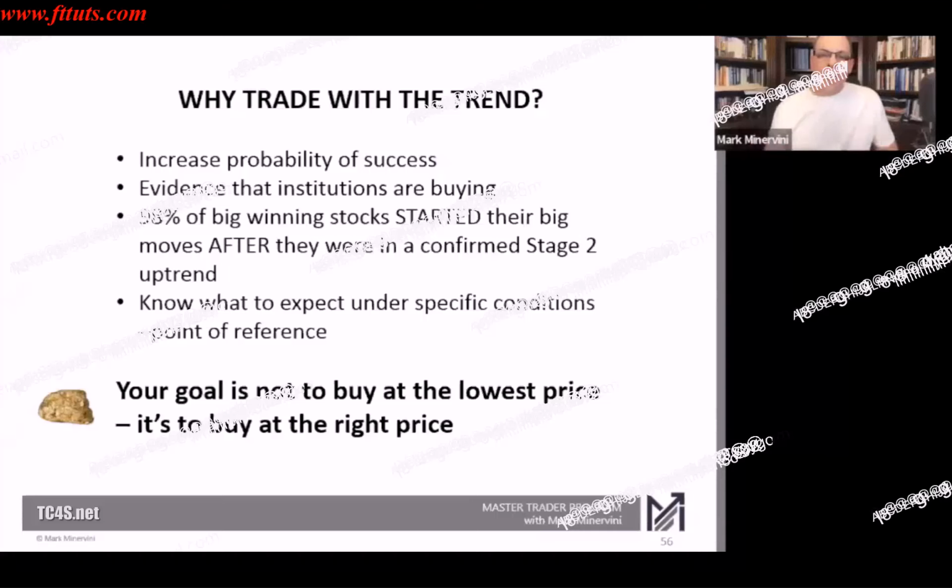Why do we want to trade with the trend? The saying is, the trend is your friend, right? And what we're talking about is a stage 2 uptrend, which the next slide gives you that criteria, and I'll talk about it with you in just a second. One, it's going to increase the probability of your success, of finding a stock that has the potential to make a big move, because 98% of big winning stocks started their big move after they were in a stage 2 uptrend. So right there, you're shifting yourself to the 98% club, right? You don't want to be in the 2% club.